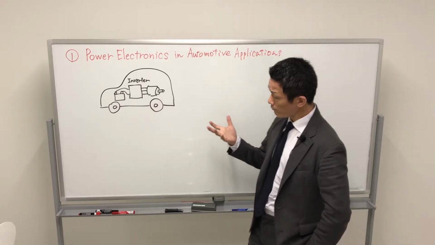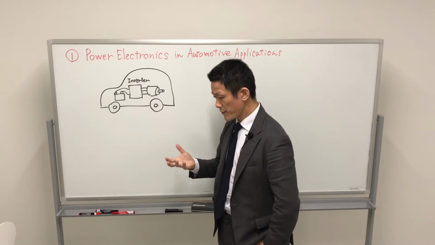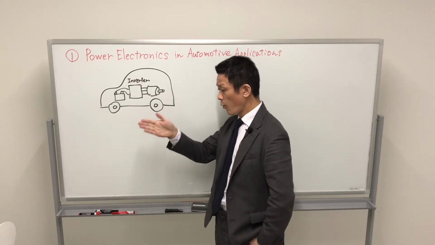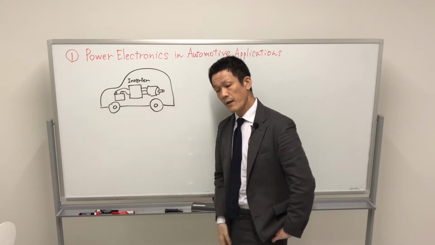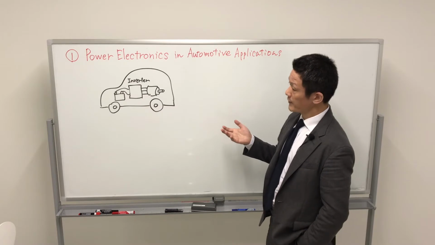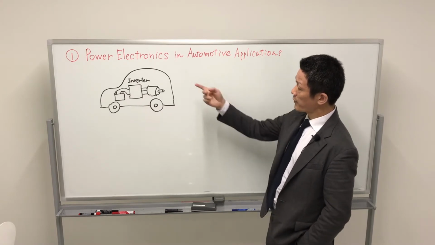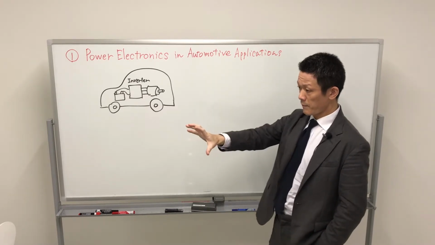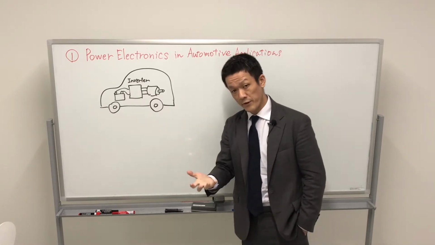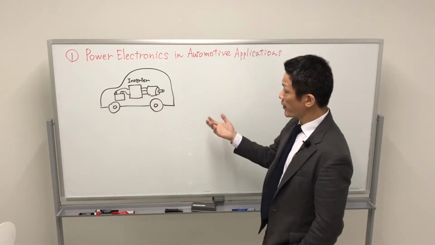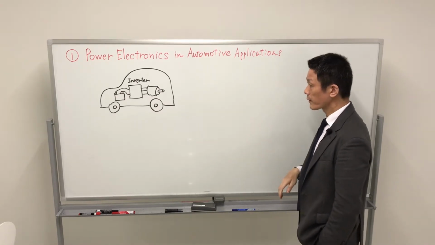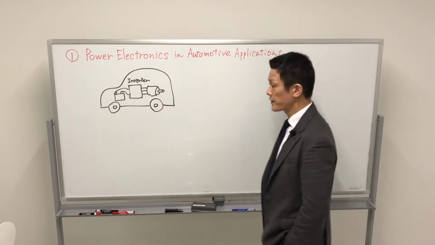So our G30 program's target is the automotive application. So this movie is about the power electronic system. This lecture's title is power electronics, but our application side is the automotive applications. Okay, let's start discussions.